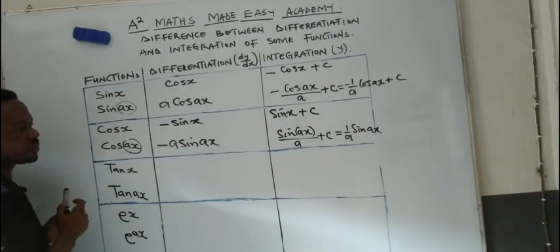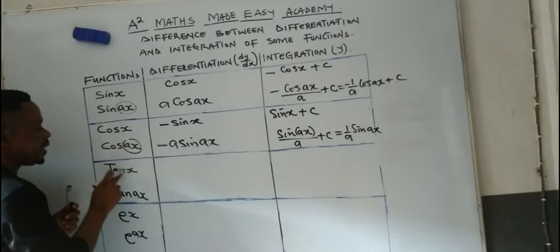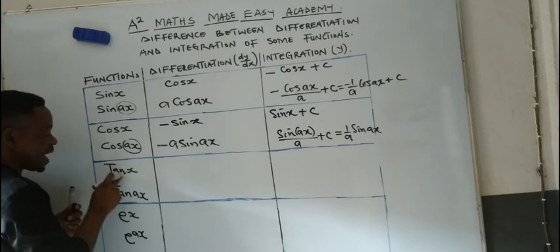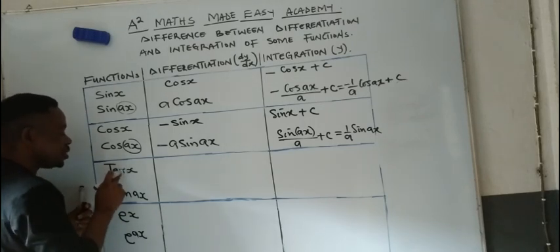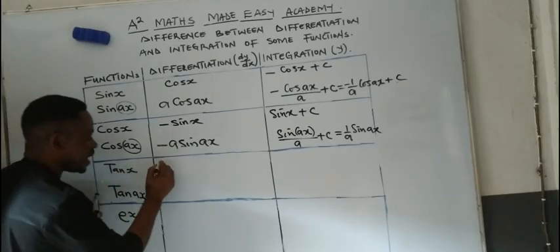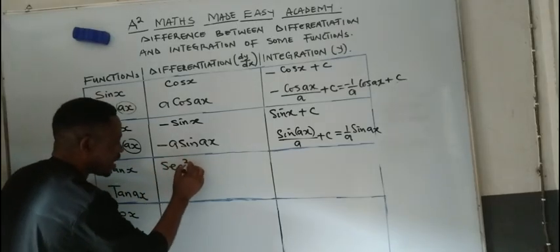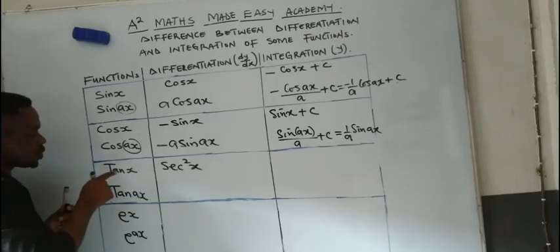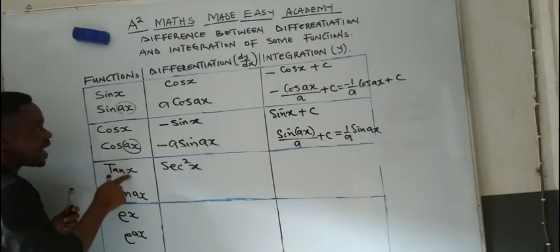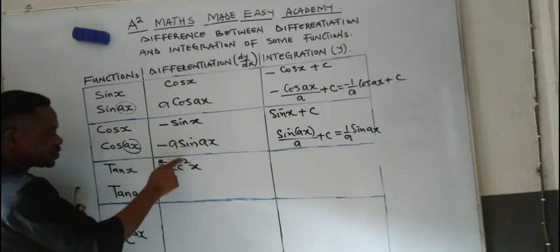So that is all. Can we move to the next one now? The next one is, how do we integrate tan x? First, differentiate tan x. We're looking for tan x now. Now look up. Anytime you are asked to differentiate tan x, the answer is sec square x. What did I say? Sec square x. So the derivative of tan x is sec square x.